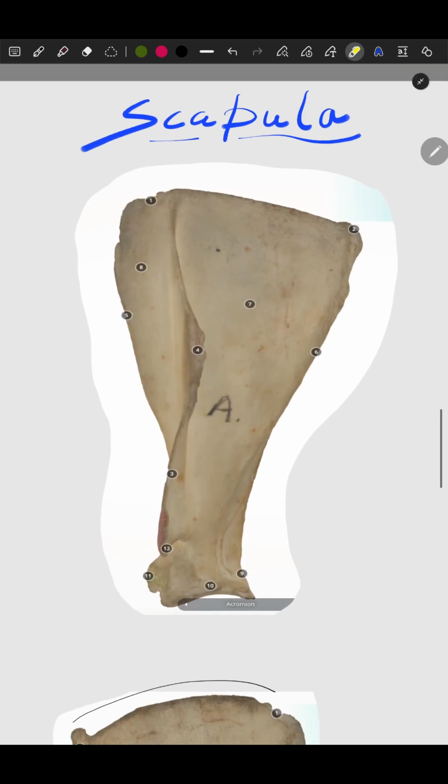So here there are three borders of the scapula. This is the vertebral border, which is facing towards the vertebra of the animal. This is the anterior border, towards the mouth of the animal. This is the posterior border, towards the tail of the animal.